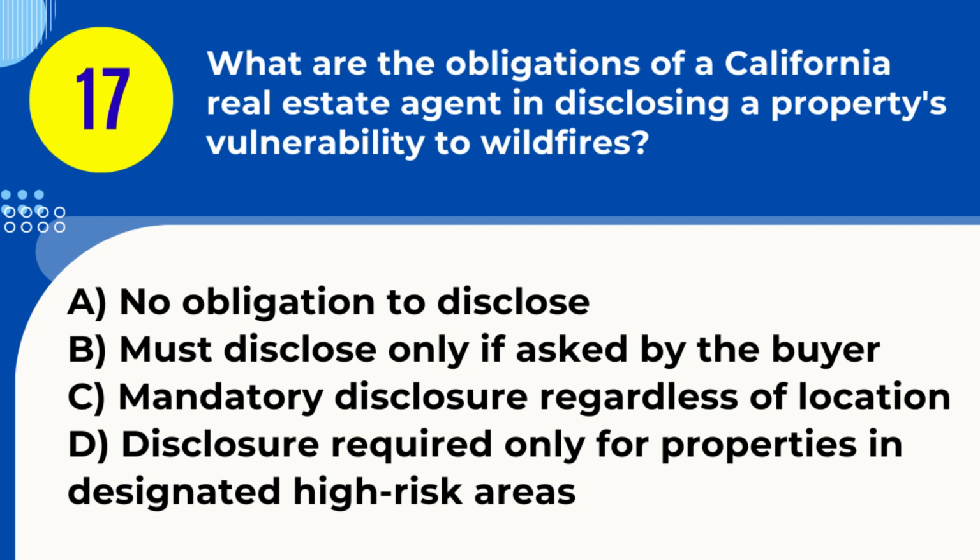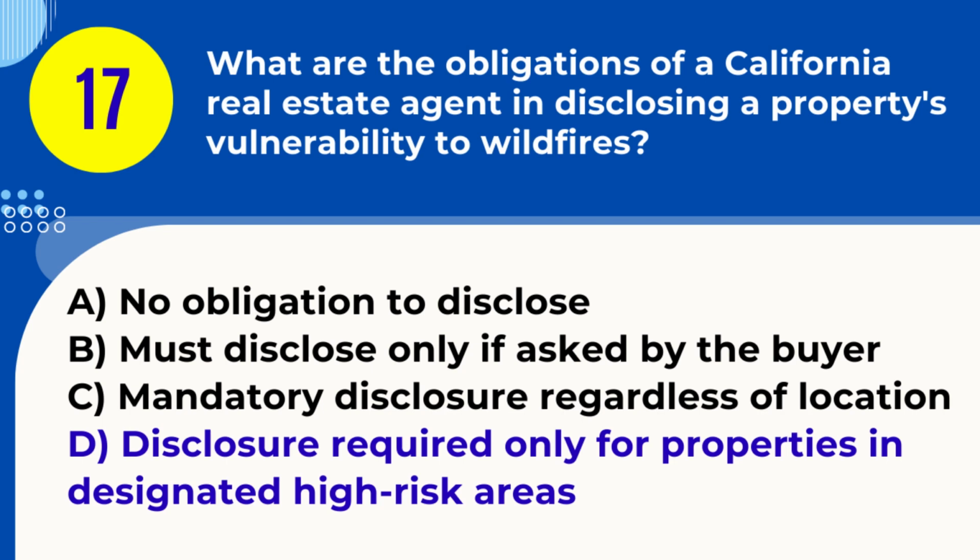Question 17. What are the obligations of a California real estate agent in disclosing a property's vulnerability to wildfires? A. No obligation to disclose. B. Must disclose only if asked by the buyer. C. Mandatory disclosure regardless of location. D. Disclosure required only for properties in designated high-risk areas.